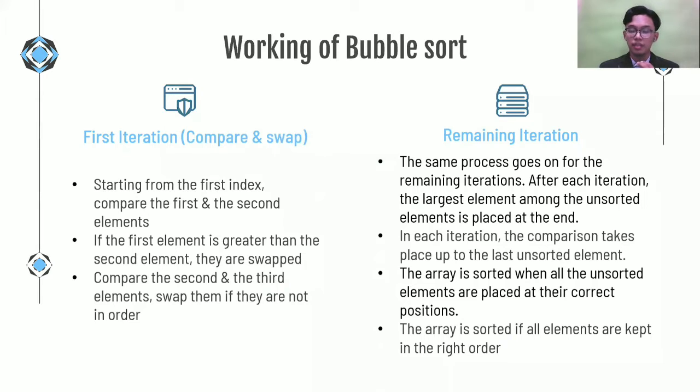Remaining iterations. The same process goes on for the remaining iterations. After each iteration, the largest element among the unsorted elements is placed at the end. In each iteration, the comparison takes place up to the last unsorted element. Next, the array is sorted when all the unsorted elements are placed at their correct positions. And last, the array is sorted if all elements are kept in the right order.